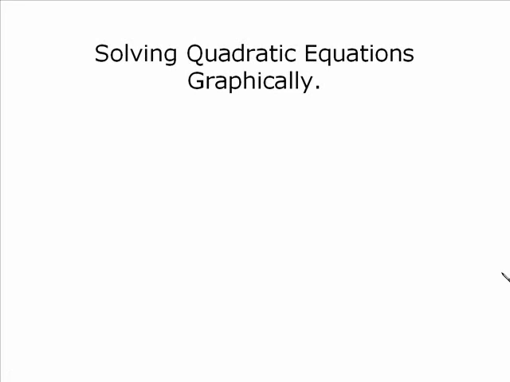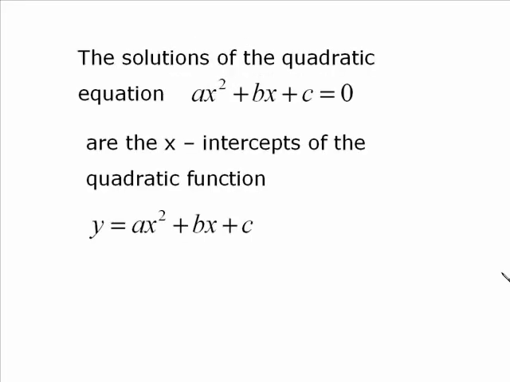However, we can solve these graphically, and by graphically I mean using our graphing calculator. And it all comes down to this. The solutions of any quadratic equation set to 0 will be the x-intercepts of the related quadratic function y is equal to ax squared plus bx plus c.